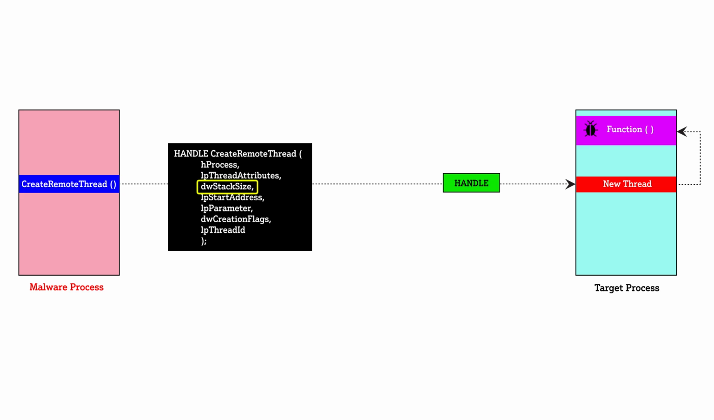dwStackSize tells Windows how big the stack of the new thread should be. In almost all cases, especially in malware coding, we just pass 0. This tells Windows to use the default size.